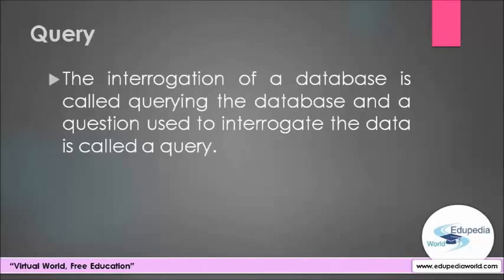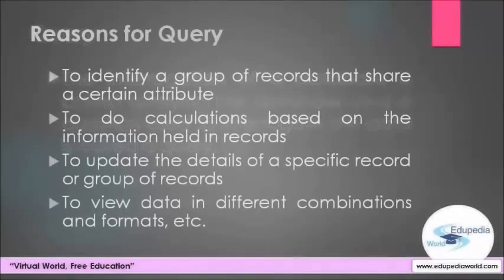The prime function of a relational database is to store data in an organized way so that users can interrogate, that means search, and manipulate, that means sort, the data. The interrogation of a database is called querying the database, and a question used to interrogate the data is called a query. There are many reasons why users may wish to query data.